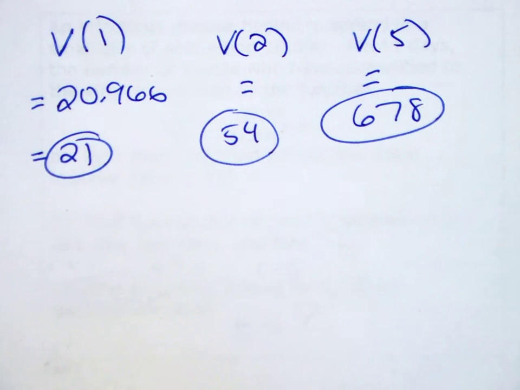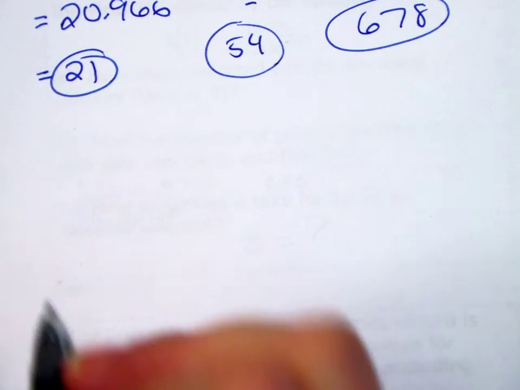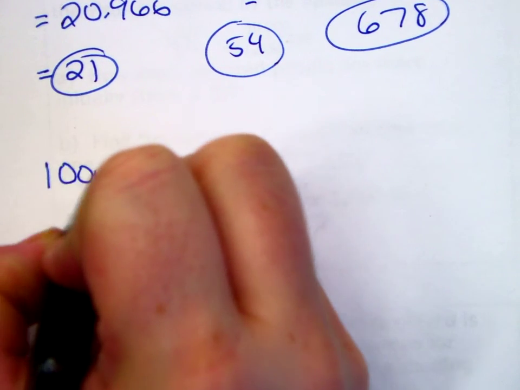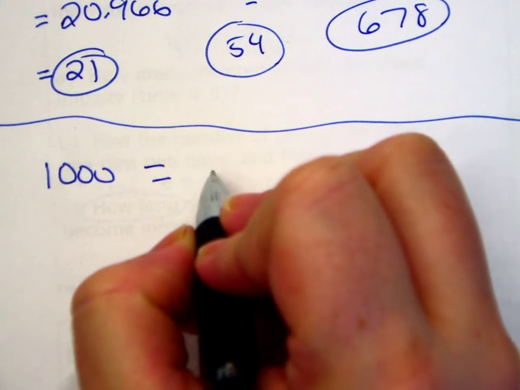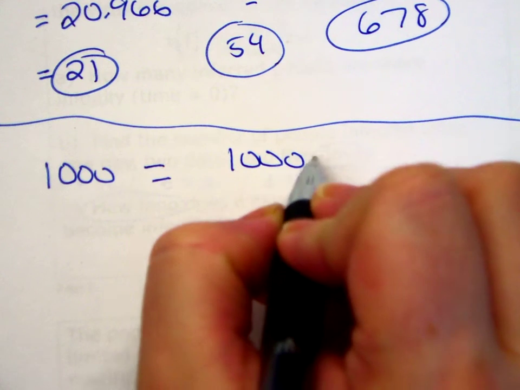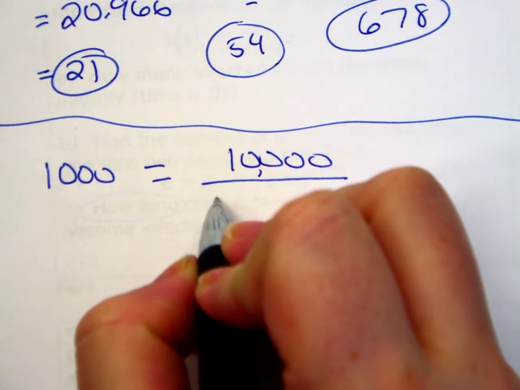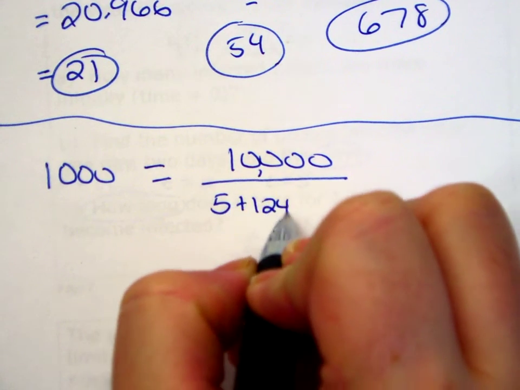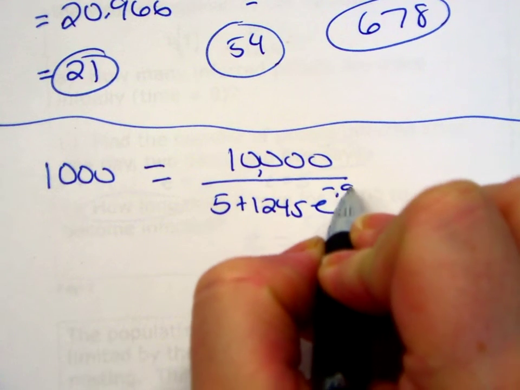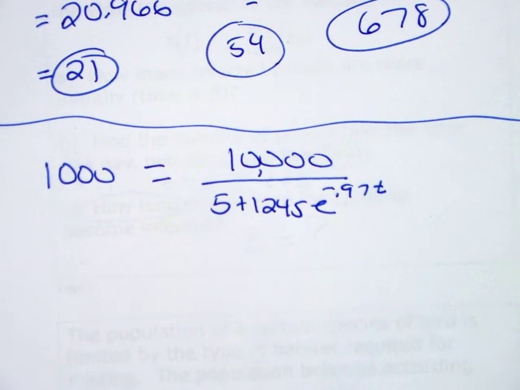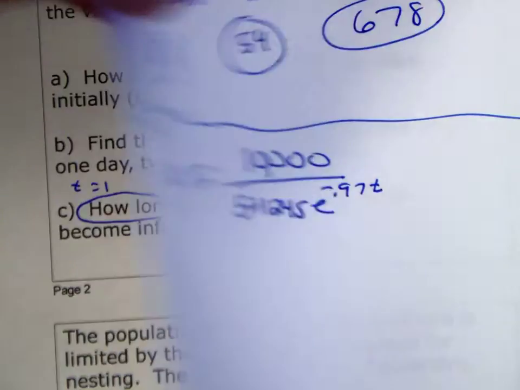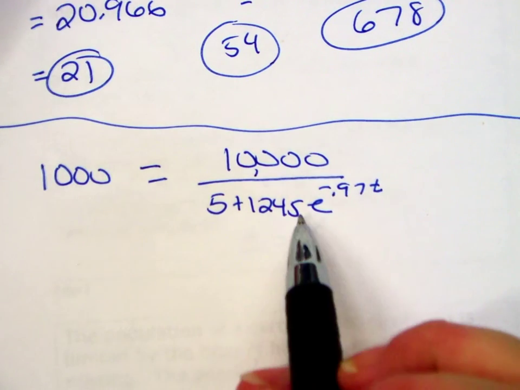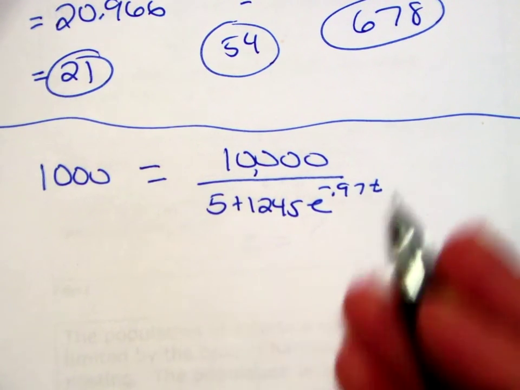So here's what we're going to do. This time, we're taking our number given to us, and that's what we're setting equal to our function. So 1,000 equals 10,000 over 5 plus 1245e to the negative 0.97t. I'm going to solve for t here. What would you do to solve for t? Well, first off, this fraction's super obnoxious. The fraction's annoying. So how do you get rid of a fraction?